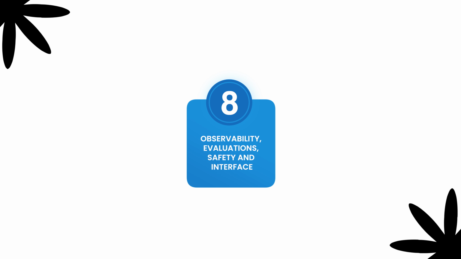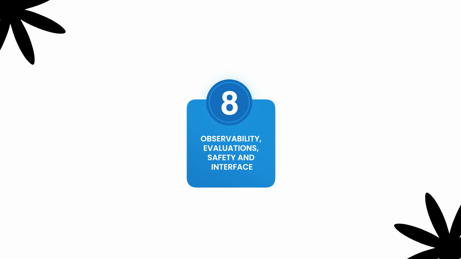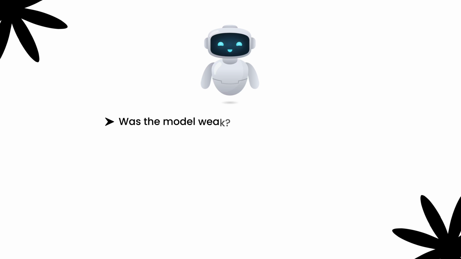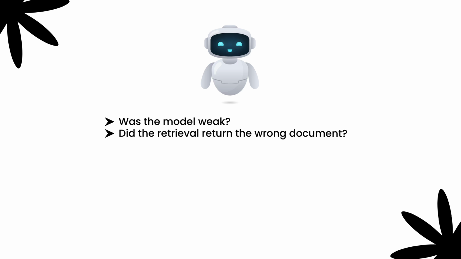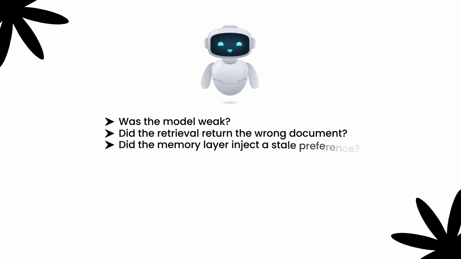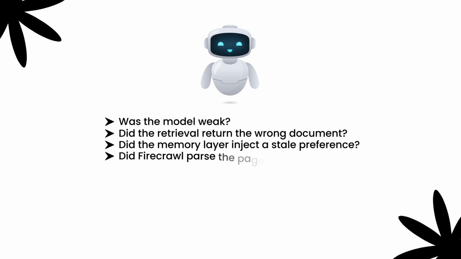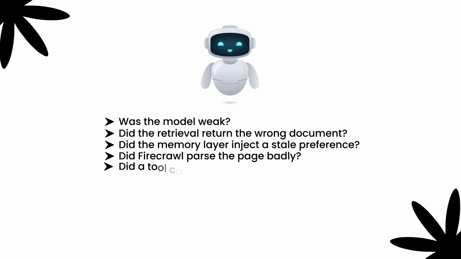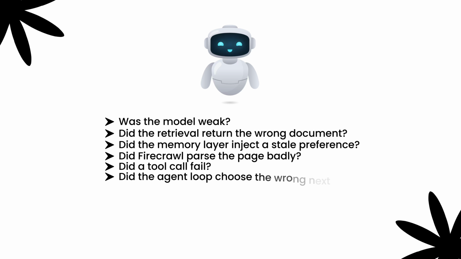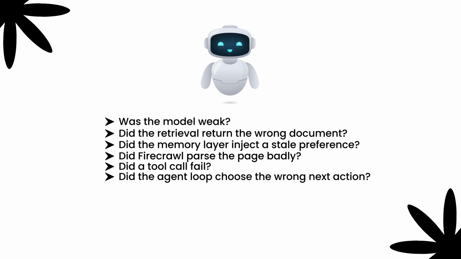Now, the next layer, which is actually a very important layer, is observability, evaluations, safety, and interface. Now, imagine your agent gives the wrong answer. Was the model weak? Did the retrieval return the wrong document? Did the memory layer inject a stale preference? Did Firecrawl parse the page badly? Did a tool call fail? Did the agent loop choose the wrong next action? Without traces, you're just guessing. You don't really know what's happening. That's exactly why you need observability.